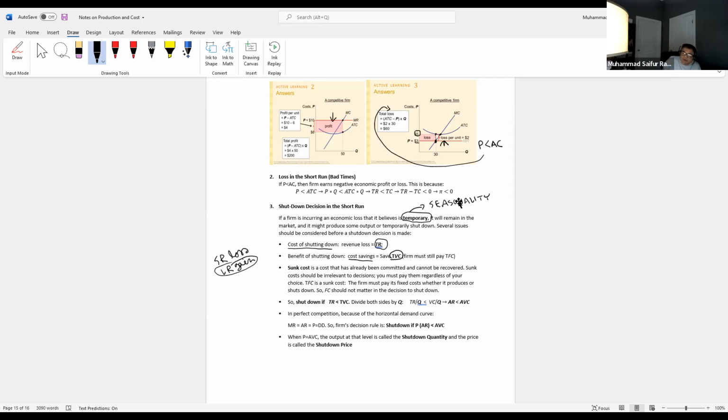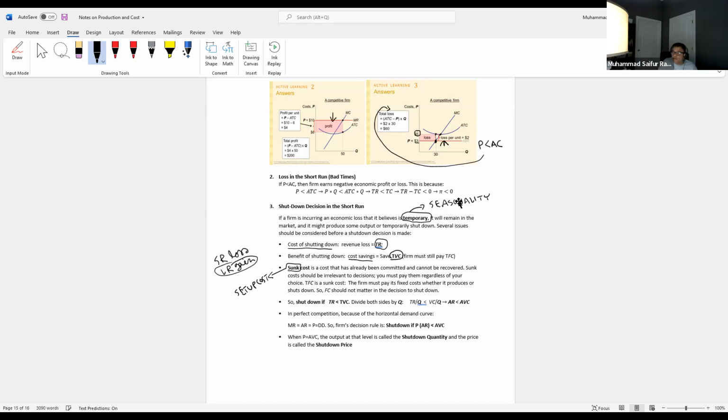Now let us talk a little bit about sunk cost. Sunk cost is a very interesting concept. Sunk costs are costs that you have already committed or already spent on a production process. Most of the time, sunk costs are related to setup costs.